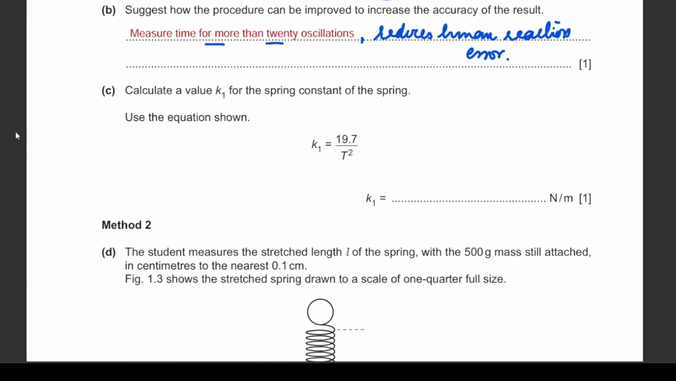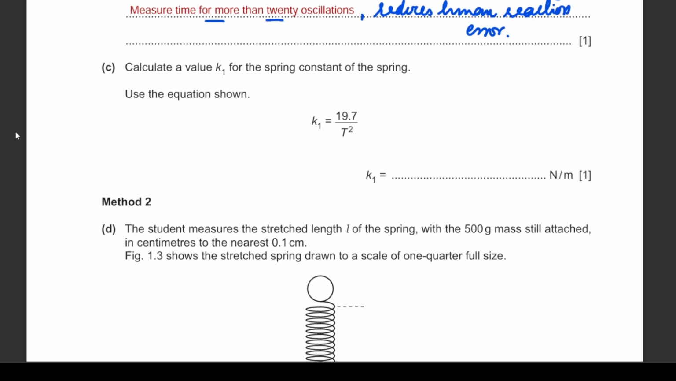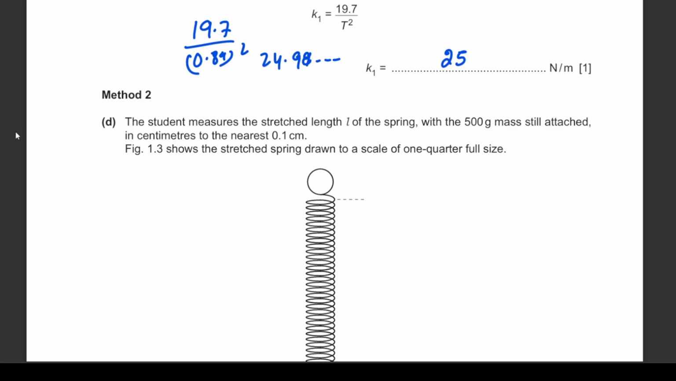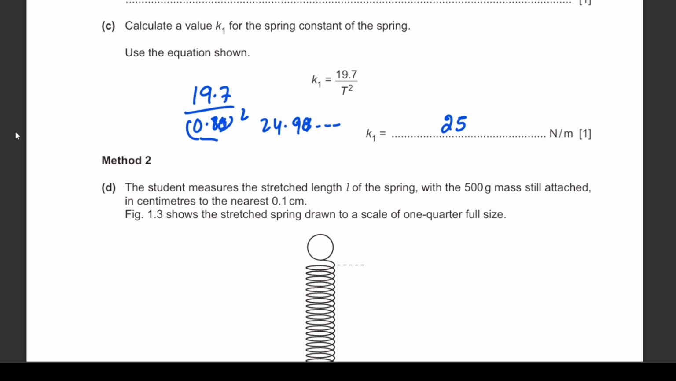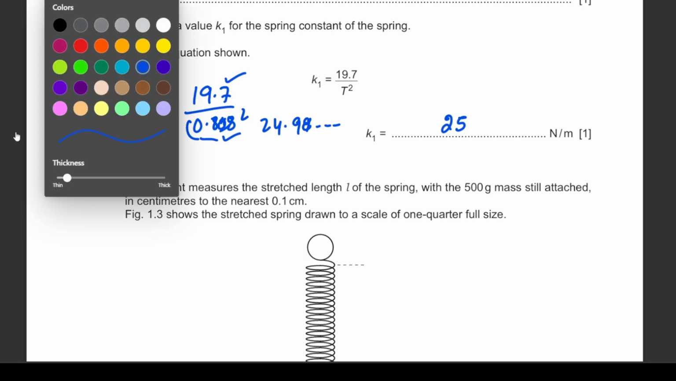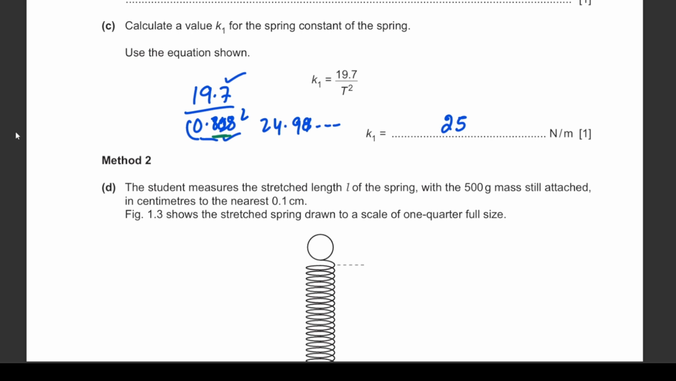In part C, he says calculate K1 by this method, so it's 19.7 divided by T squared. Now, this will be 19.7 divided by 0.89 whole squared, which leads to an answer of 24.9998 something, and then this will come down to 25 newtons per meter. Since we are taking two significant figures, we can leave this as 25. If we had taken 0.888 in full, that is three significant figures, and we could have written 25.0. But for now, since the smallest value I'm taking is two significant figures, I can round this down to two significant figures.